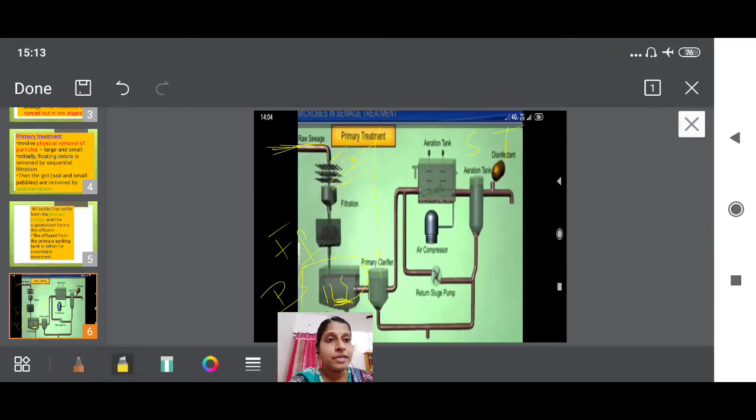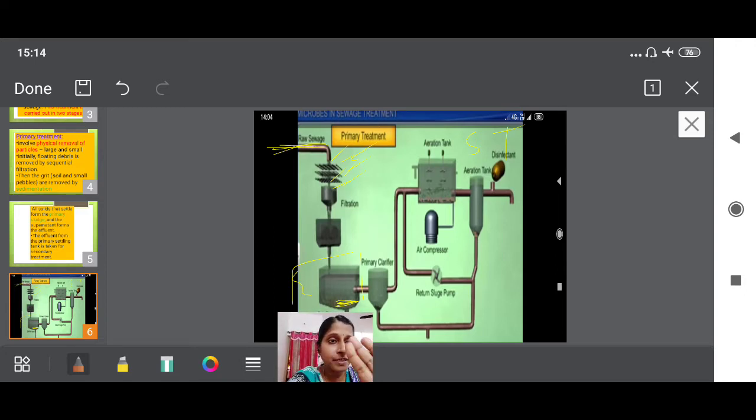I repeat, listen carefully. What is primary sludge and what is effluent? Here in the settling tank, particles are settling down at the bottom. This settled part we call the primary sludge. On the top, whatever is present, we call the effluent. The supernatant, the top one which is getting collected, is the effluent.